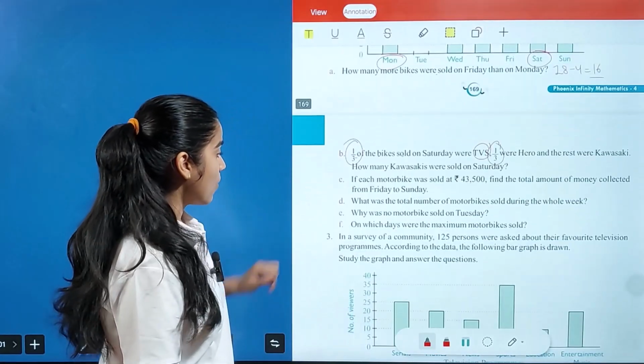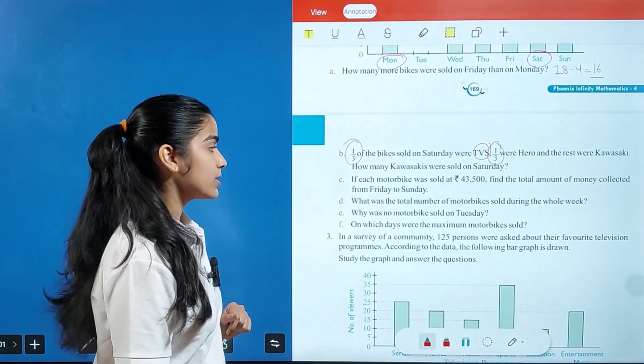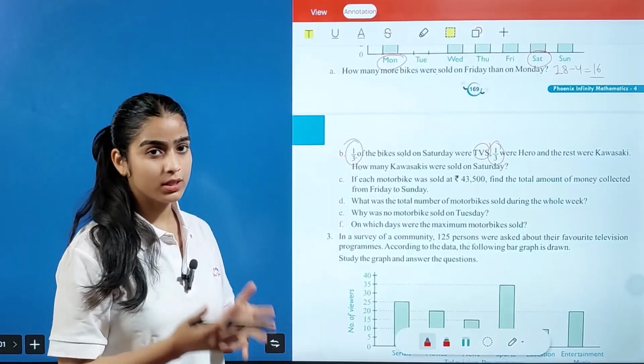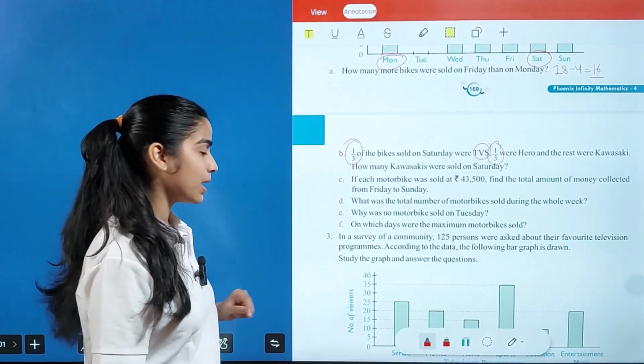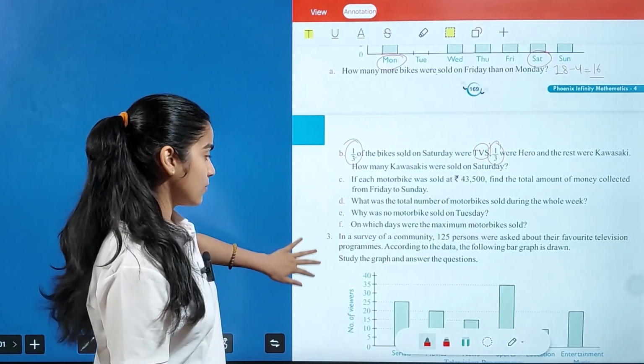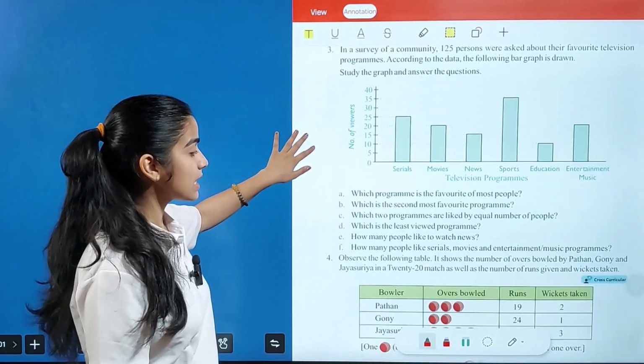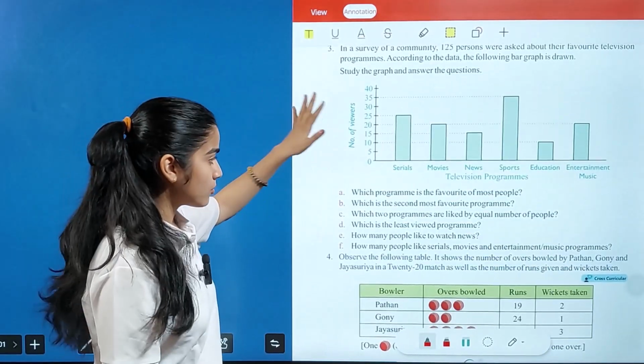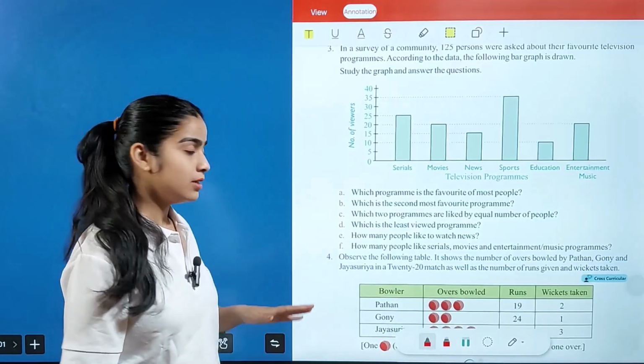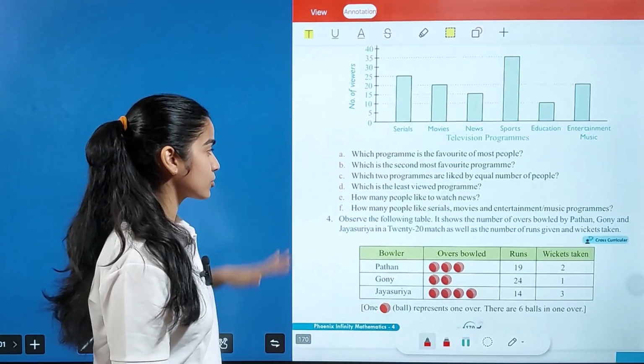Okay. Now, what was the total number of motorbikes sold during the whole week? So again, you get the total by calculating the bars, and you can answer it. So now we move forward to question number 3. The same thing you have to do here. You have to interpret this bar graph and then write your answer for the rest of the questions you have.